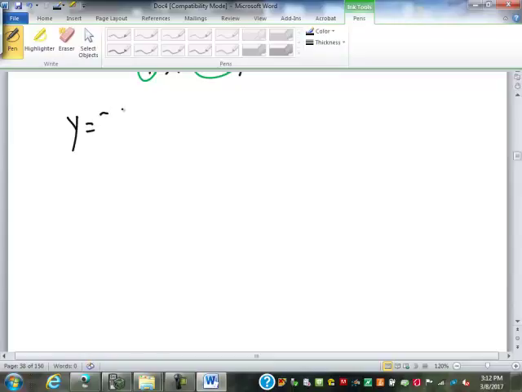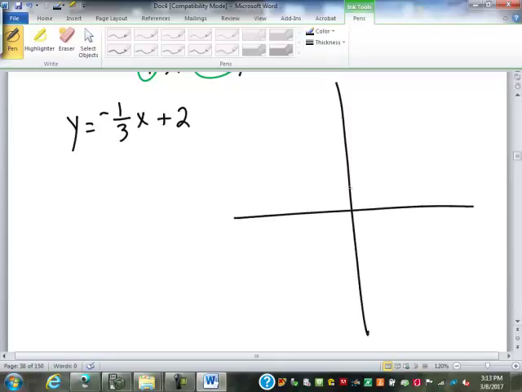So just a quick review. y equals negative 1/3 x plus 2. When I go to graph that, where do I start on my graph? I start at the positive 2 because that's the y-intercept, the number that's added or subtracted to the x. And from there I go down 1 and over 3. Very good. My slope is a negative 1/3.